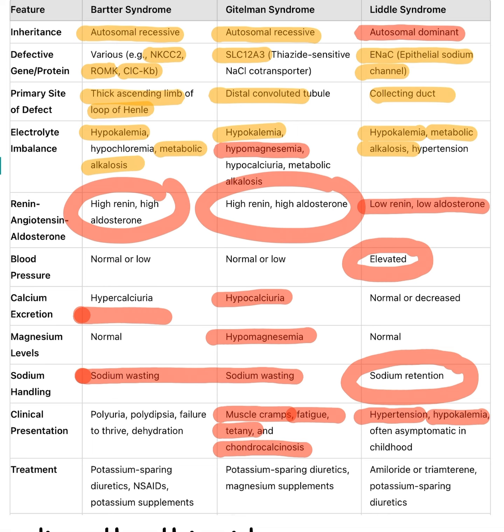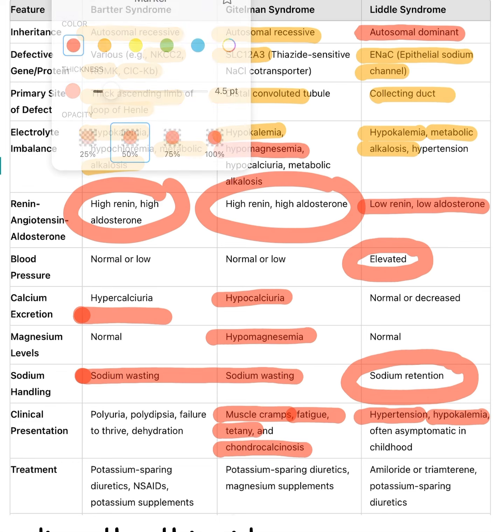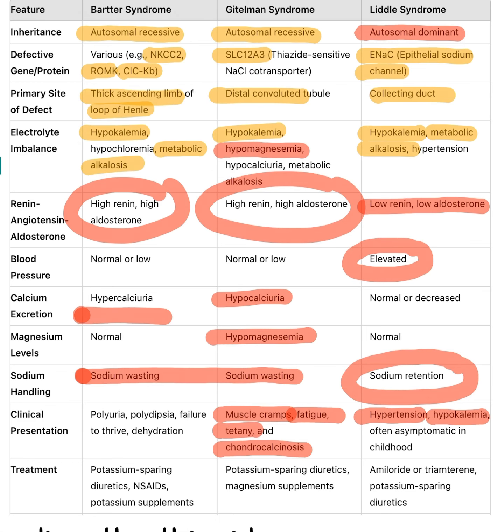Now treatment. We have to treat the hypokalemia, guys. So that's why we use potassium-sparing diuretics in all three, to increase the potassium. Other than that, specific treatments: as I said, in Gitelman syndrome there is hypomagnesemia, so you have to consider giving magnesium sulfate supplements also.